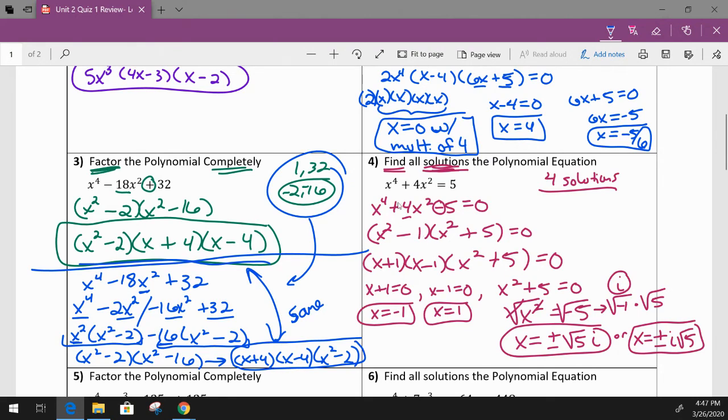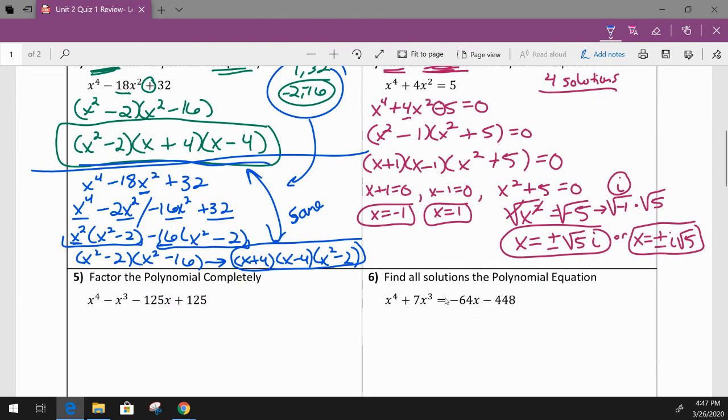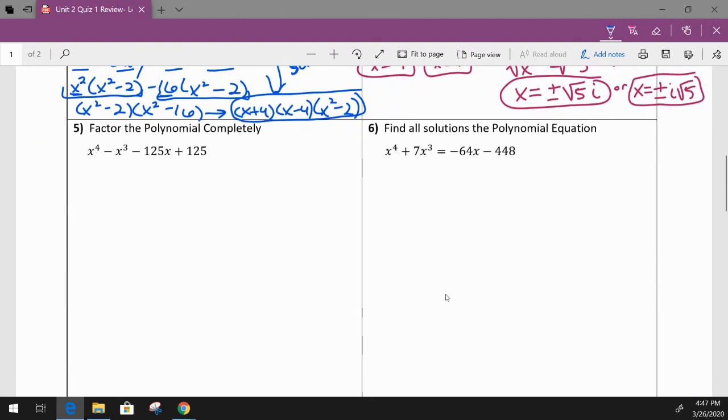And you can do the same thing with problem number 4 here. After you set the equation equal to 0, you can go from 3 terms to 4 and then factor by grouping, but you would still get the same 2 binomials here of x squared minus 1 and x squared plus 5. Okay, so moving now down to problem number 5.